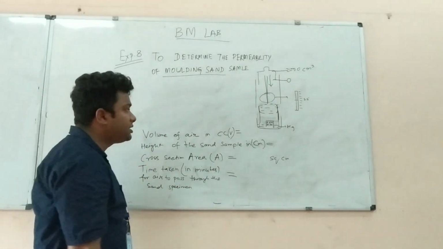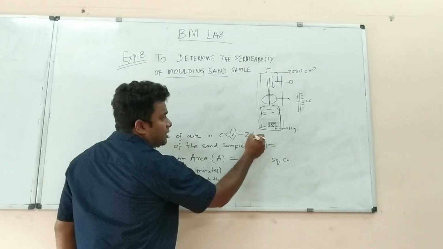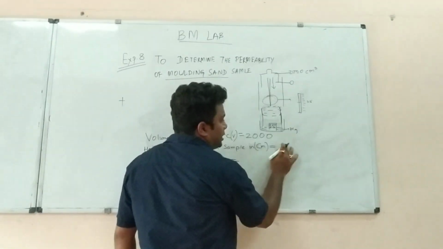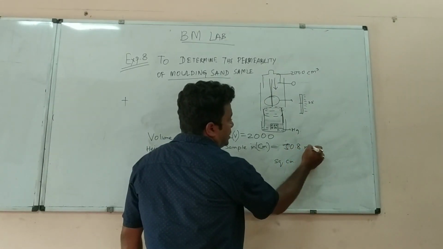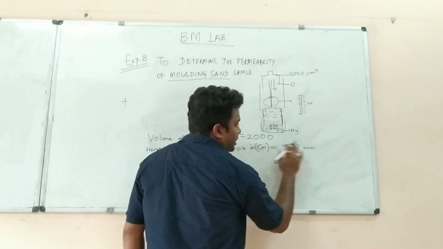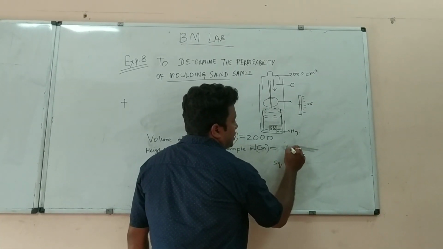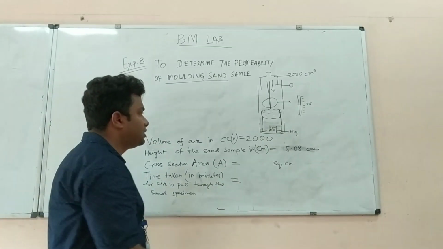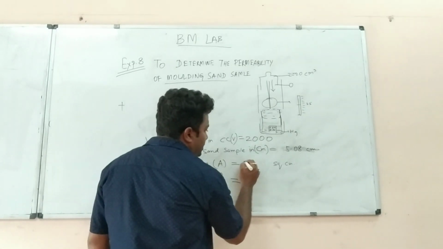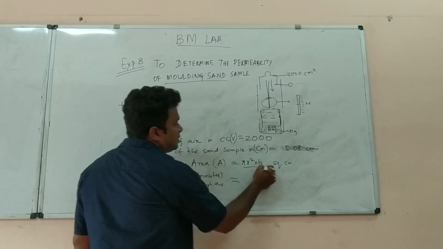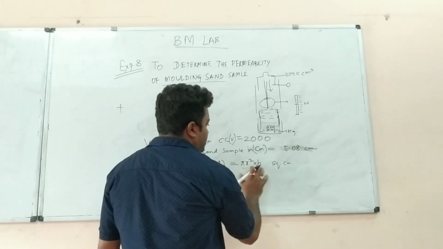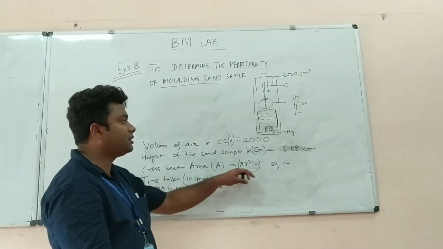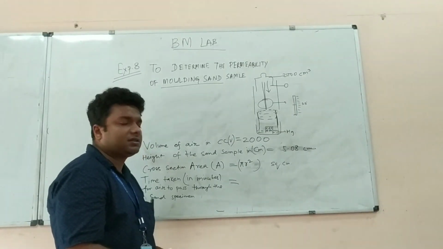The volume of air passed through the sample in cubic centimeter is 2000, that is V. The height of the sample and the diameter of the sample is the same, 50.8 millimeter. But here you have to take it in centimeter for calculation, so it is 5.08 centimeter. Then the cross section area of the specimen. This is a cylindrical sample, so the cross sectional area is pi r square, not h. It is a circular cross section.